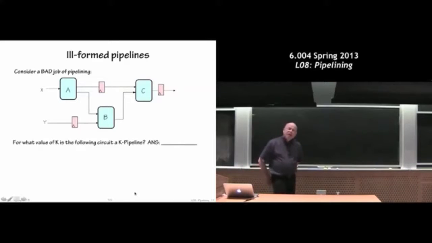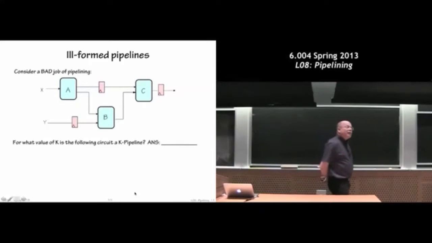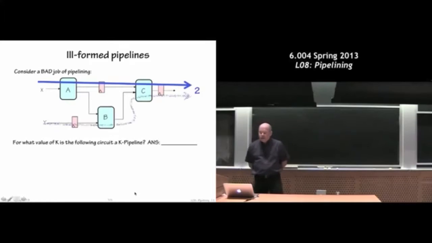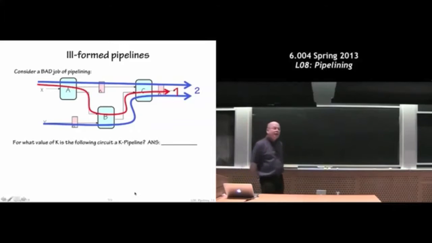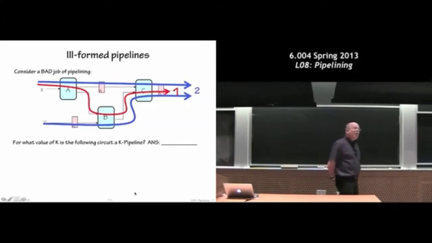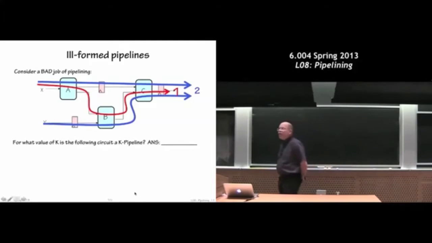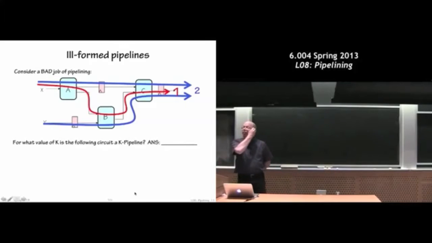Okay, let's look at this circuit, which I'm here to tell you is a bad job of pipelining. For what value of K is this a K-stage pipeline? Everybody should be shaking their head, because here's a path that involves 2 registers, here's another path that involves 2 registers, but here's a path that only involves 1 register. So this is, in fact, not a well-formed pipeline. Why? What's bad about it? Our definition helps us understand that it's not well formed because there's no K that describes this as a K-stage pipeline.